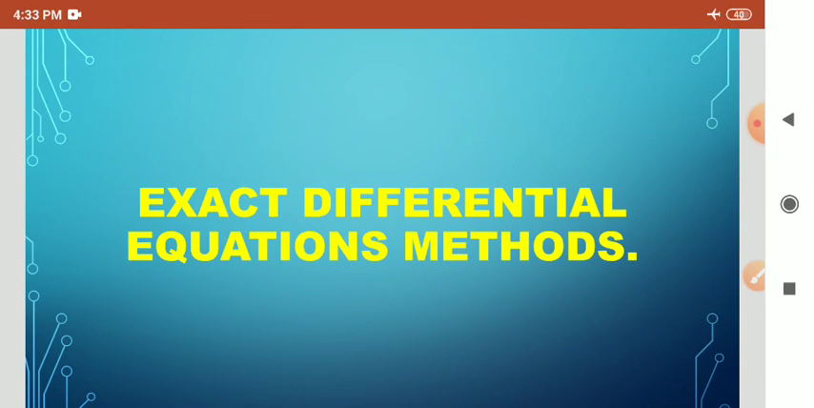Today we are going to discuss the topic of differential equations. In the last class, we discussed the definition of exact differential equations and some methods. Today we are going to discuss some more methods on exact differential equations.